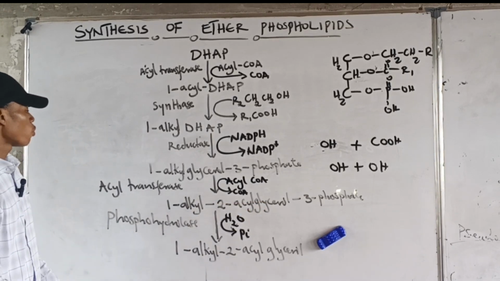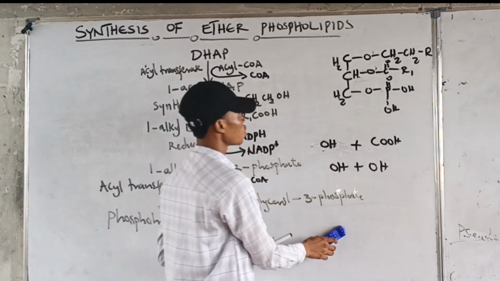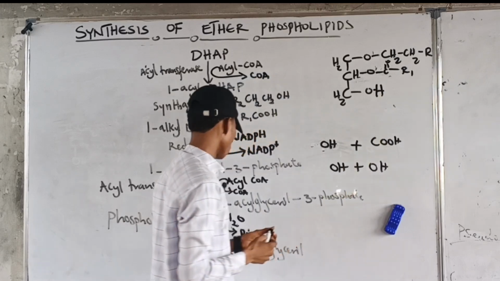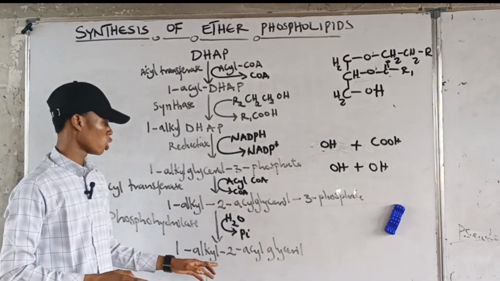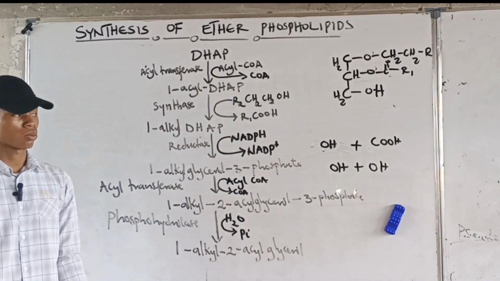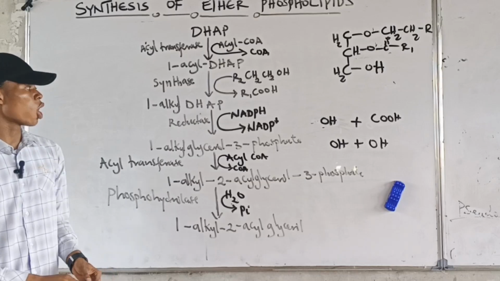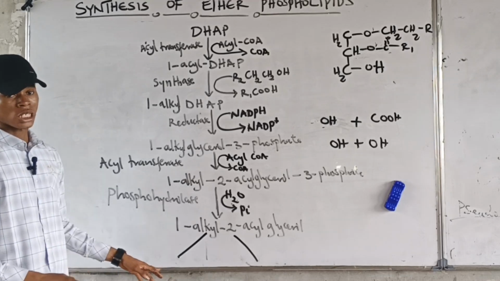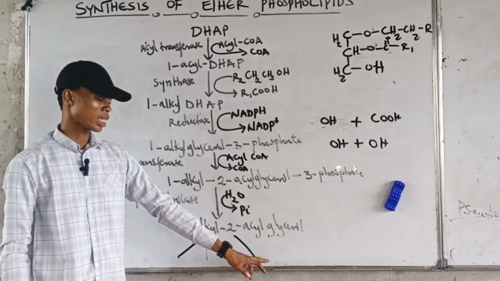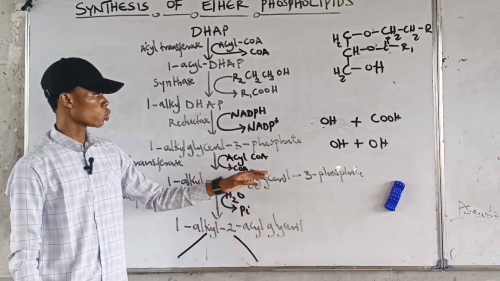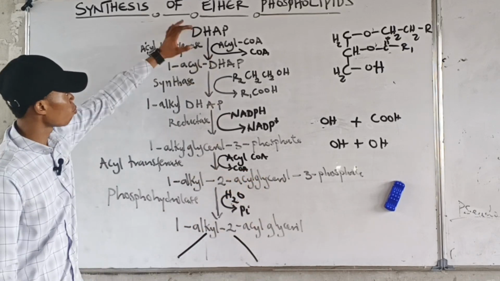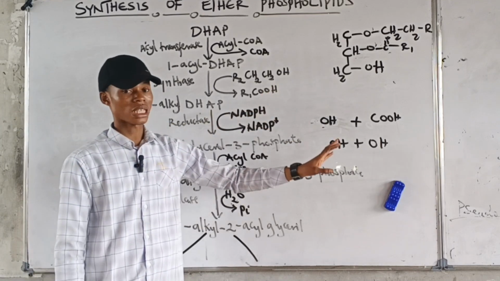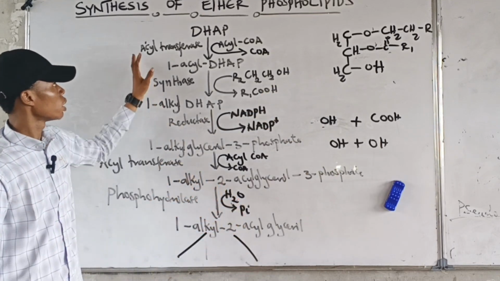The next thing is phosphohydrolase will come and remove this phosphate group on carbon 3. So if it removes the phosphate group, what we are now having is 1-alkyl 2-acyl glycerol. This is now our precursor to the synthesis of either plasmalogen or platelet activating factor. So I'm going to clean this and I'll write only this one up here. Then we see how it can be used to synthesize plasmalogen and platelet activating factor. So please, this thing is not long.